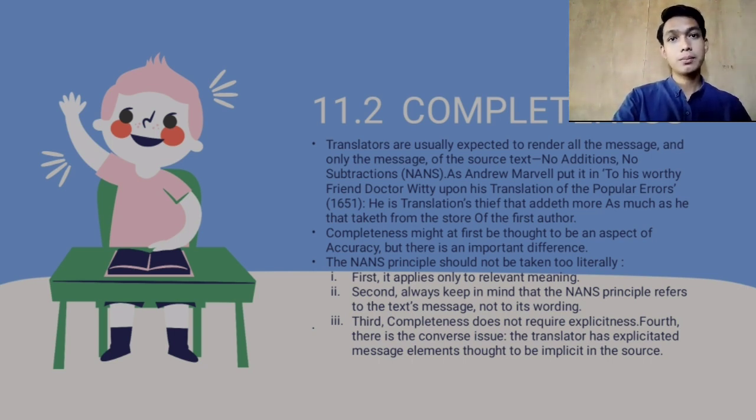Completeness might at first seem to be an aspect of accuracy, but there is an important difference. First, accuracy is a quantitative matter. It's about correspondence of meaning in individual passages, korespondensi makna dari bagian-bagian individu. But completeness, on the other hand, is a quantitative matter: in the whole of the source text, is there a translation and nothing more?